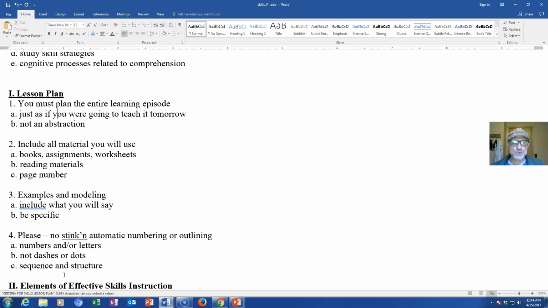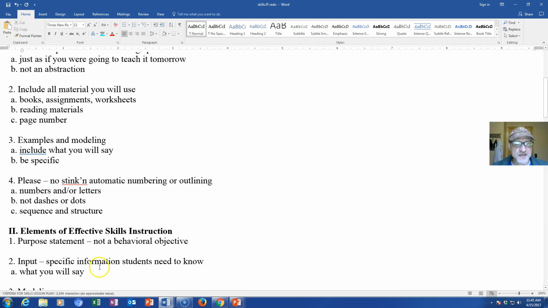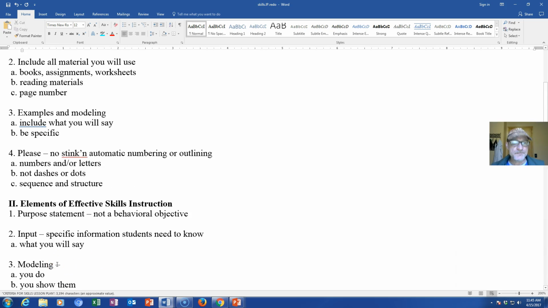You have to include what you will say during your models, exactly what your example is, and you have to be specific. You cannot simply say, find the main idea here. Oh, no. Find the main idea, and then you must write in your lesson plan what the main idea is. Be specific. And please, no stinking automatic numbering or outlining.